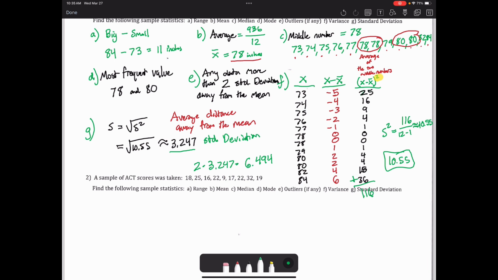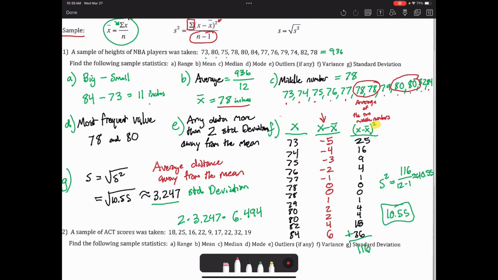So do I have any data values that are more than 6.5 inches away from the mean? Well, if I come back here and look at this column, remember this column is how far my data values are away from the mean. Are any of those numbers bigger than 6.5 or more negative than negative 6.5? No. All of those are smaller than 6.5 or bigger than negative 6.5. So that tells me I do not have any outliers. Since I ran out of room over here, I'll just write that up here. No outliers.